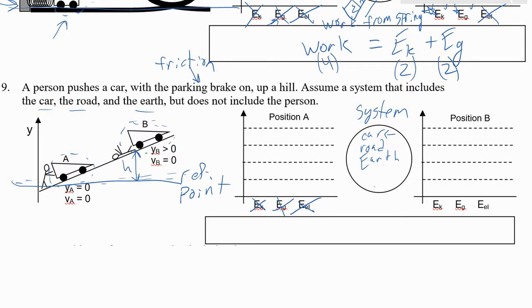So let's start with position B. Do we have kinetic energy? We do not, because we said that the velocity is 0. Do we have gravitational energy? Yes, we do, because we're some height above the ground, but we have no elastic energy. So in the end, I'm going to say, you guessed it, 4 bars of energy. You could have done 3, it really doesn't matter, but I like the number 4.